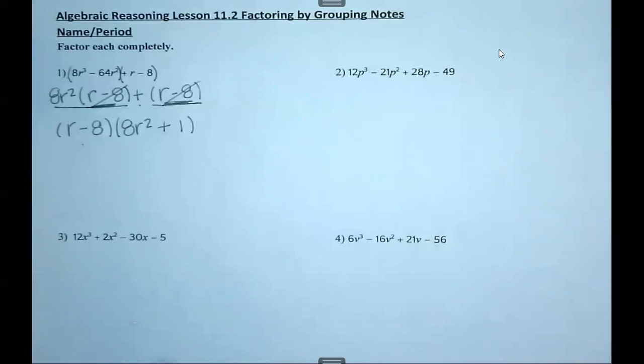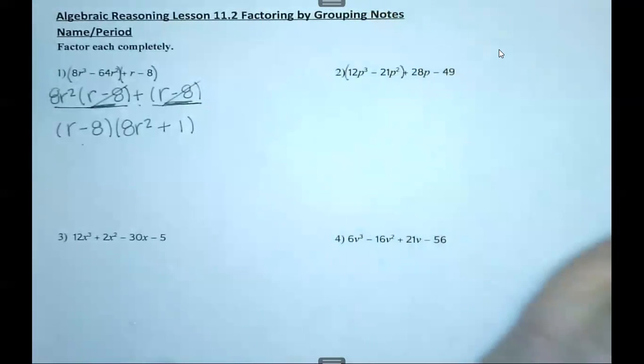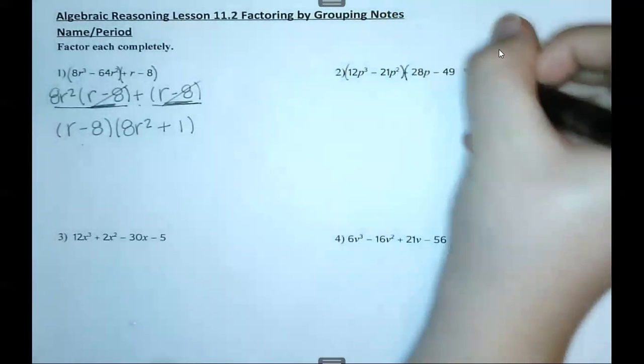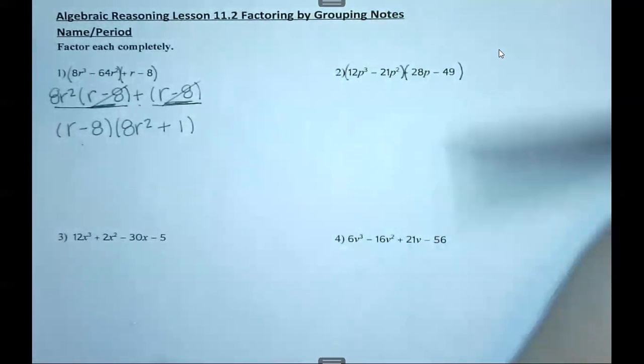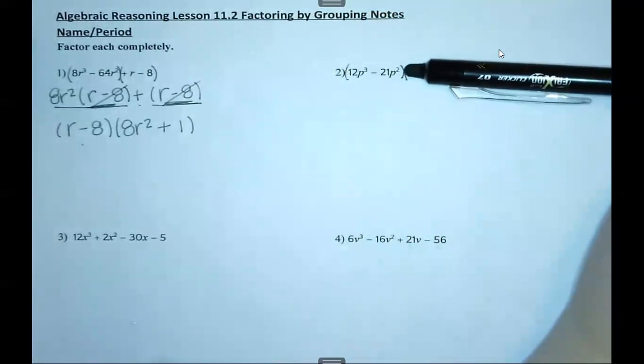Let's try that again. The first thing we do is put our groups together. The first 2 things go together, and the last 2 things go together. I'm going to cover up my second set for now. I'm looking for something that I can pull out of both of those. The biggest number that I can pull out of 12 and 21, I can probably think of is 3.